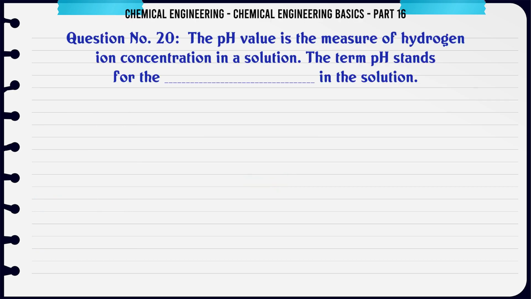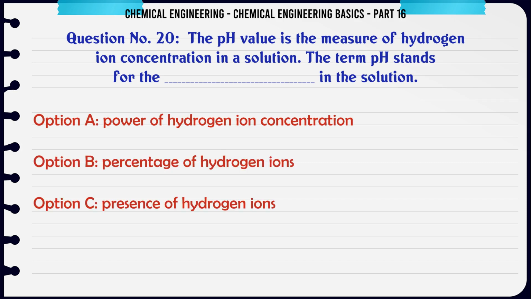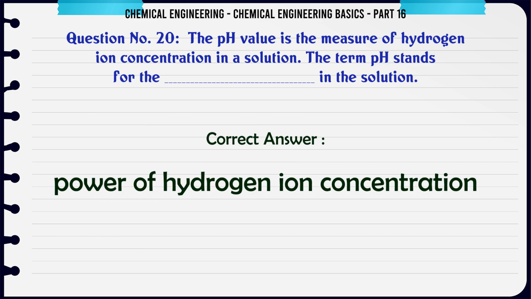The pH value is the measure of hydrogen ion concentration in a solution. The term pH stands for the in the solution. A. power of hydrogen ion concentration, B. percentage of hydrogen ions, C. presence of hydrogen ions, D. none of these. The correct answer is power of hydrogen ion concentration.